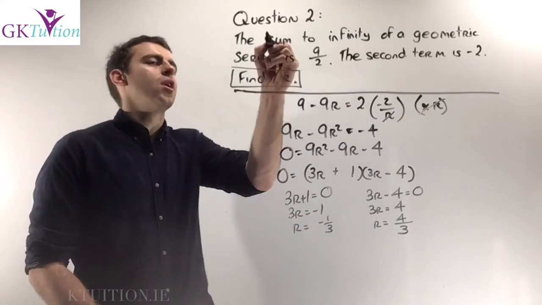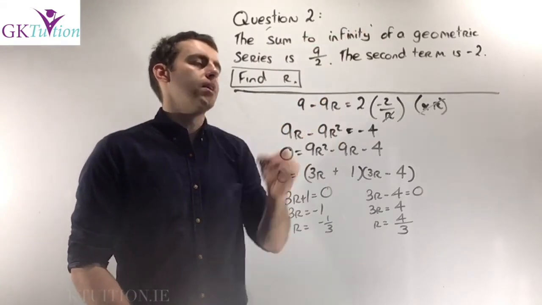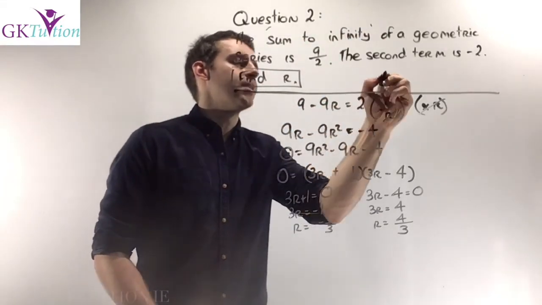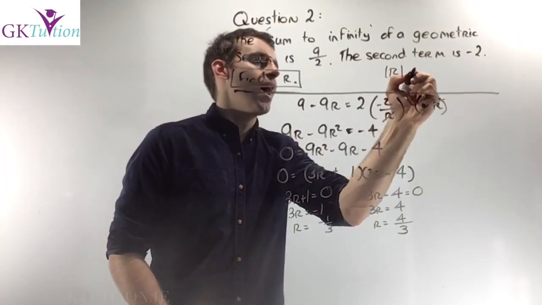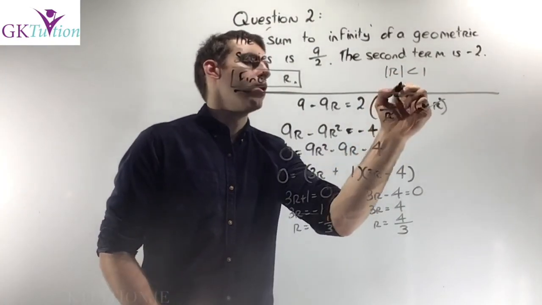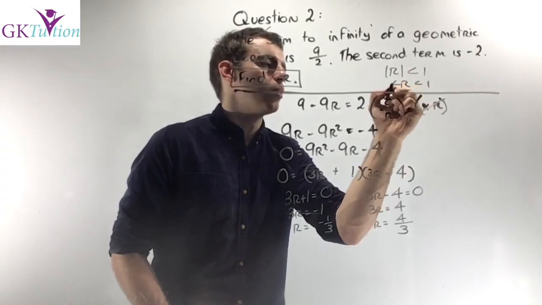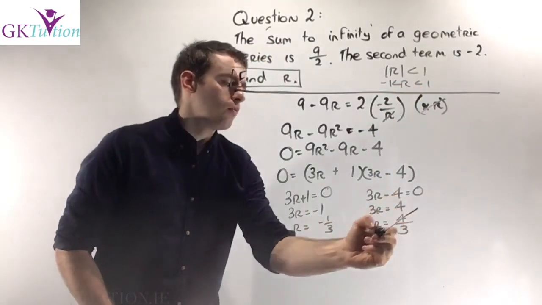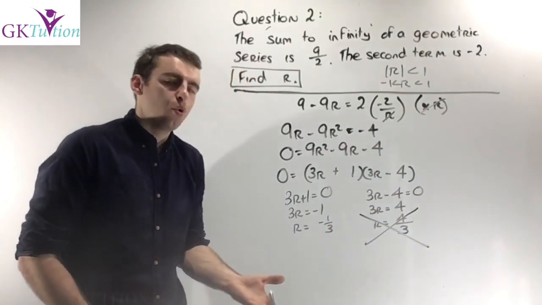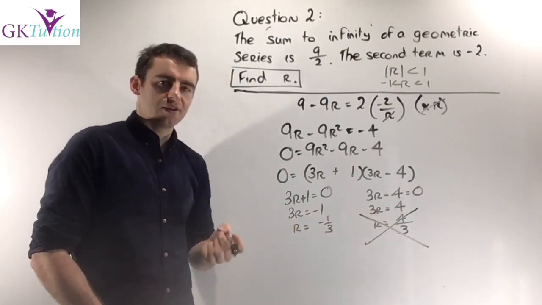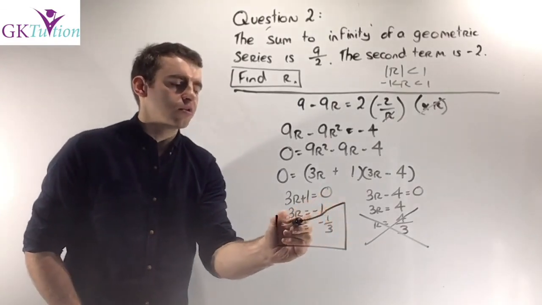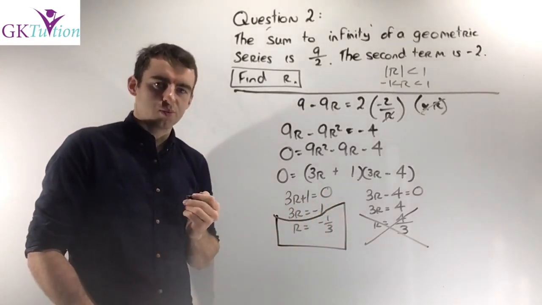It's because there's a sum to infinity. If a sum to infinity exists, that means that the absolute value of R has to be less than 1. Or in other words, it means that R needs to be between 1 and minus 1. Now clearly 4/3 is not between 1 and minus 1, so that's an invalid answer in this case. So you only get one answer here. Your answer is that R must be equal to minus 1/3.